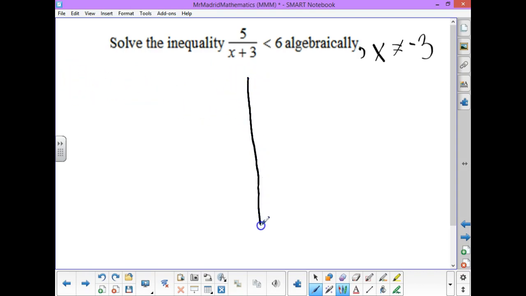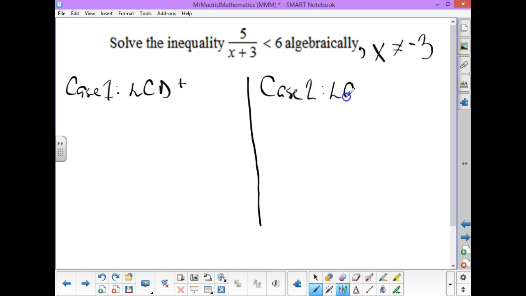Divide the page in half. So case 1, I'm going to call this guy the LCD, the least common denominator, is positive. And then case 2, the LCD is negative. At some point this could be positive for certain x's, and it could also be negative.